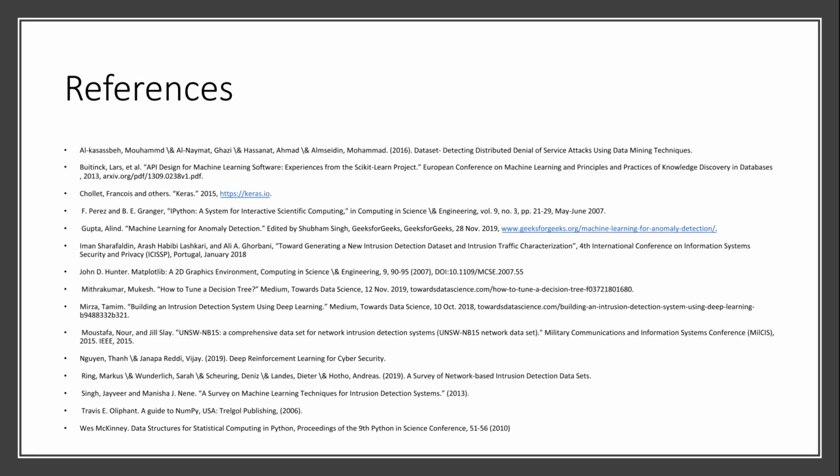These are the articles and papers that helped in understanding the mechanics of machine learning algorithms in IDSs. The APIs used in the code are also cited.